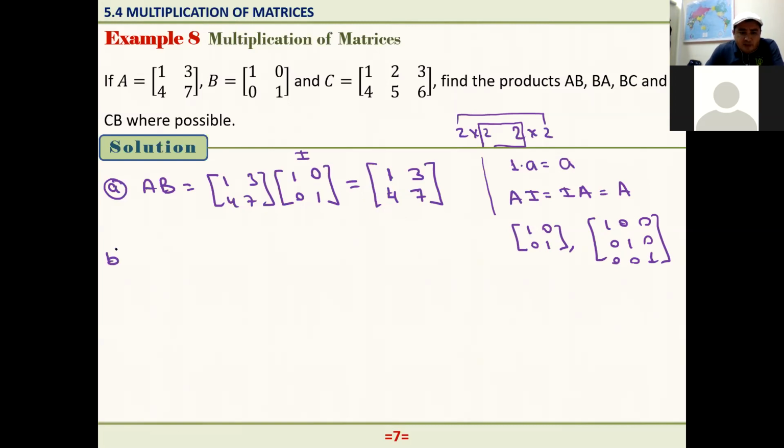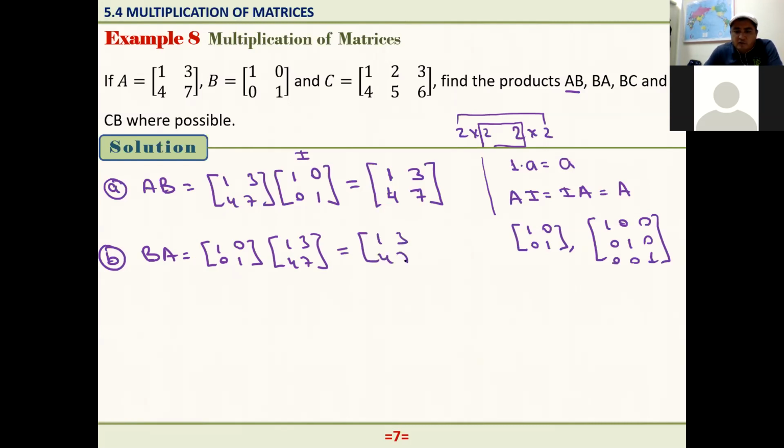Okay, how about B times A? This is done, now B times A. B is again 1, 0, 0, 1, and here we have A, 1, 3, 4, 7. This one is the identity matrix. Because of this, the result is just equal to A. So it is 1, 3, 4, 7.